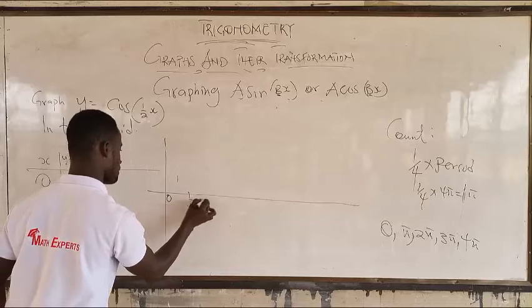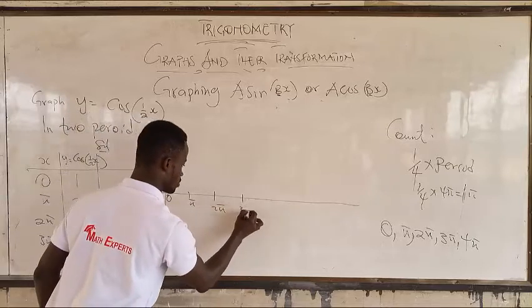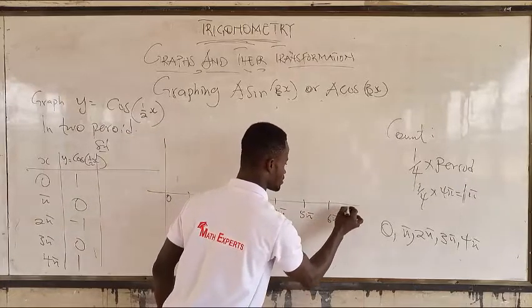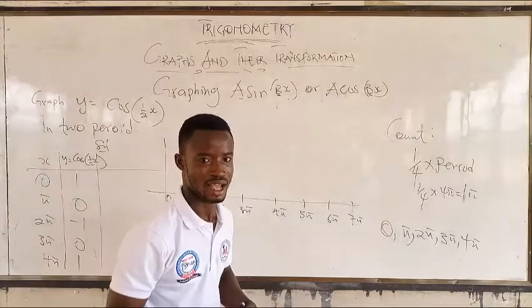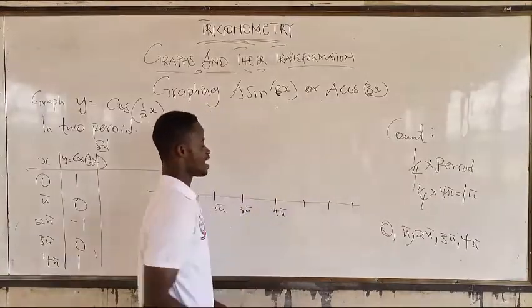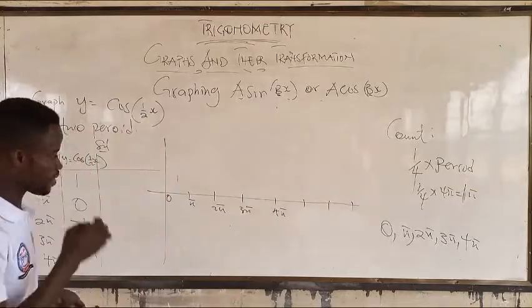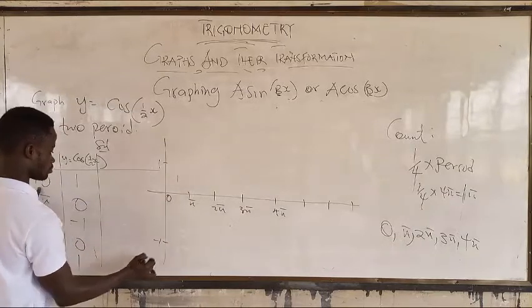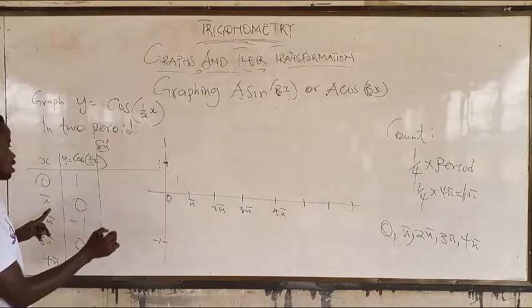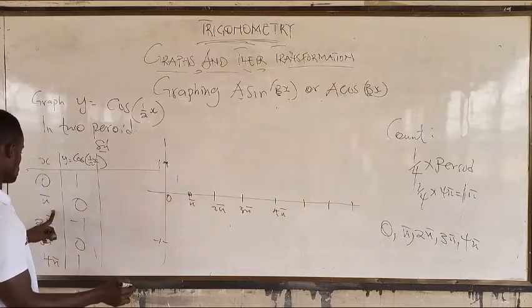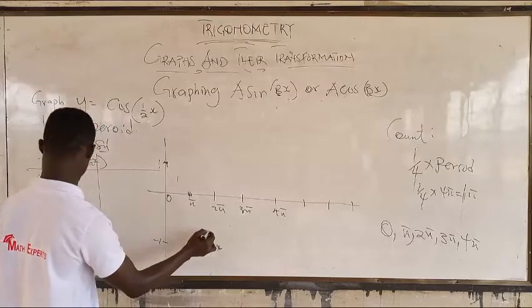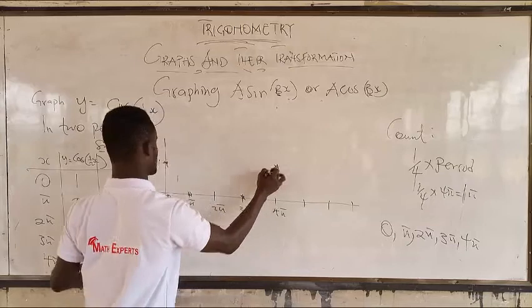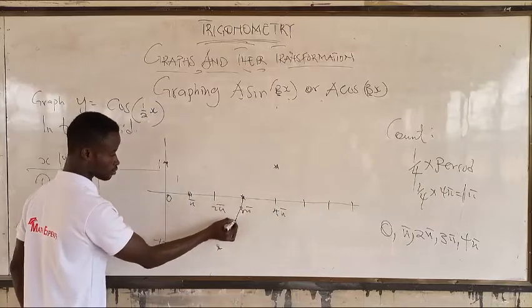0, pi, 2 pi, 3 pi, 4 pi, 5 pi, 6 pi. Oh, I don't want to bring that. Yeah, I think we are drawing for one period. So let's go. At 0, we have 1. At pi, we have 0. Okay. So this goes like this.